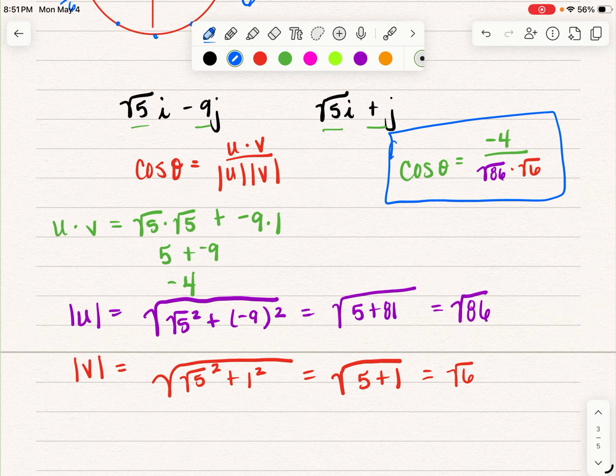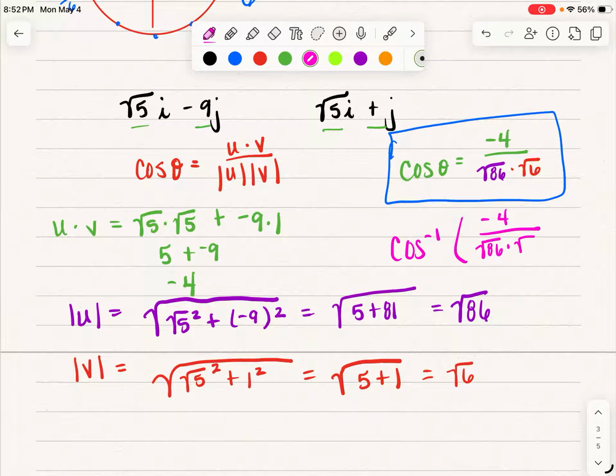And just like the tangent from a second ago, I'm looking for the angle. So in my calculator, I'm typing in the inverse cosine of -4 over, and I'm typing it just like this, like I showed somebody. Maybe it was Titus today. But that's literally what I'm typing in my calculator. So let me do that now. So inverse cosine of -4 over the square root of 86 times, not plus, times the square root of 6.